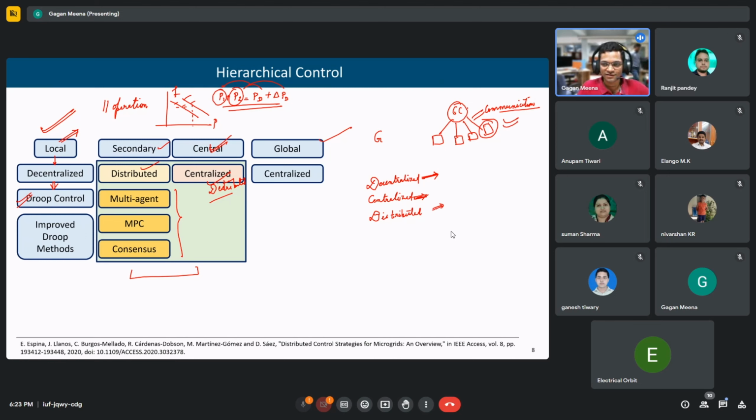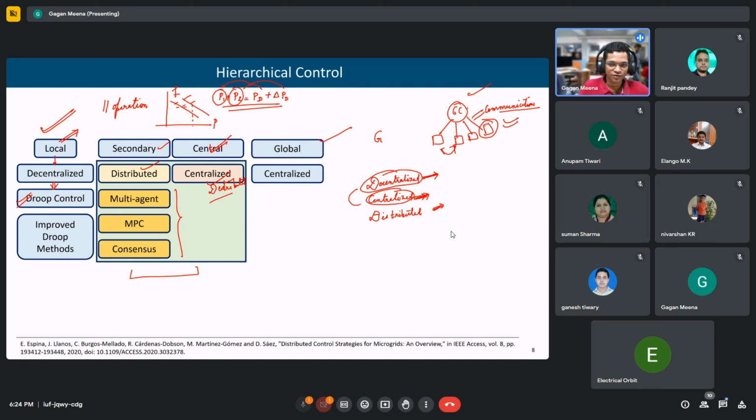The problem with decentralized is that it is difficult to meet a common goal, because the generators are not communicating with each other, and each generator is doing its own work. They are not concerned about meeting a common goal. In centralized, we can achieve an overall system goal, but if the communication link fails, then we will not be able to achieve that goal.